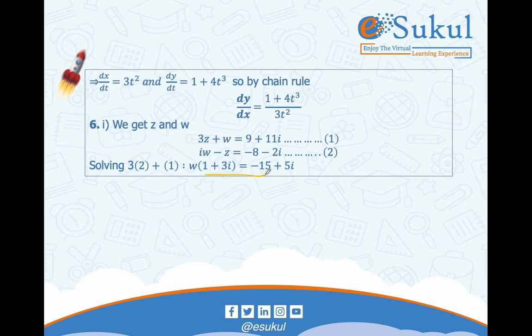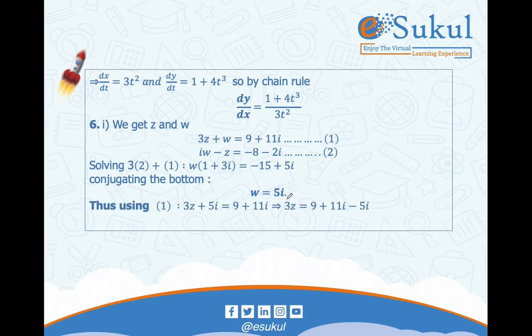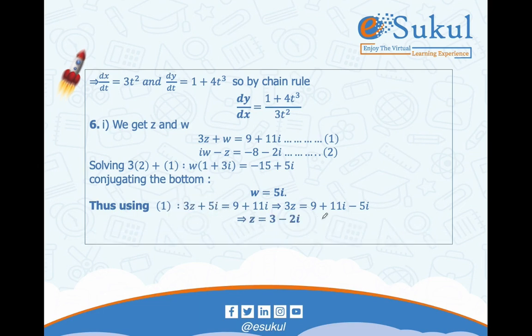W into 1 plus 3i equals negative 15 plus 5i. So conjugating the bottom and making w the subject of the formula, we can have w as 5i. So using equation 1 and conjugating where necessary, we get z as 3 minus 2i.